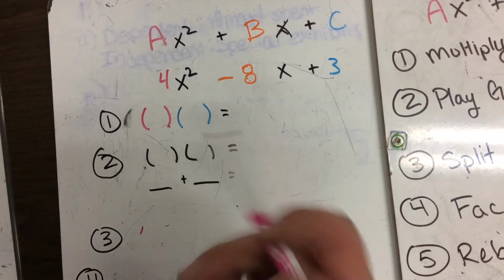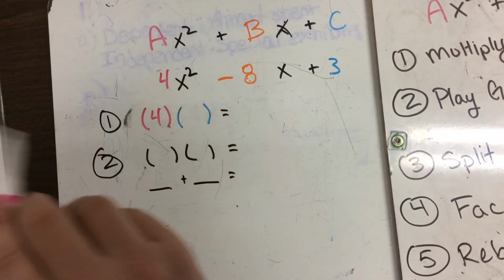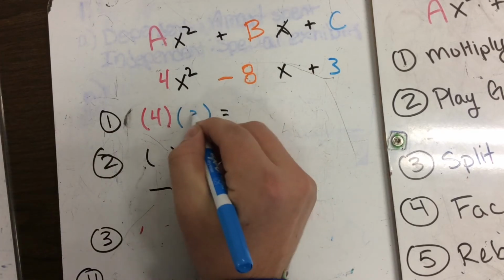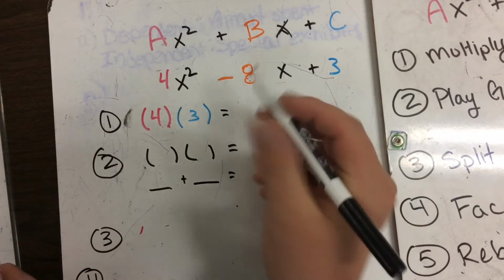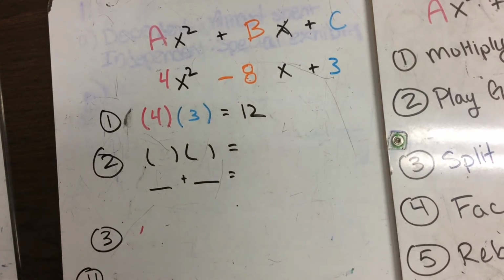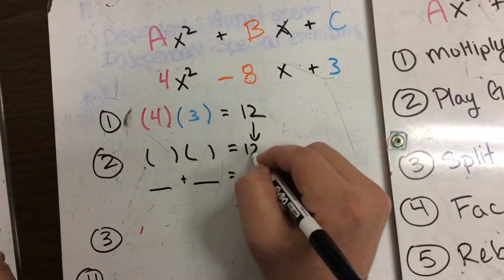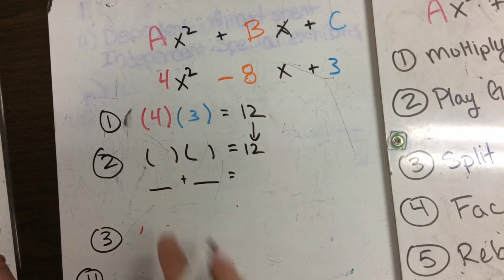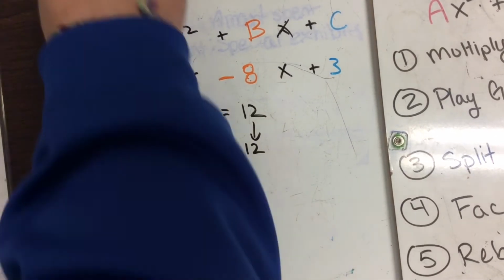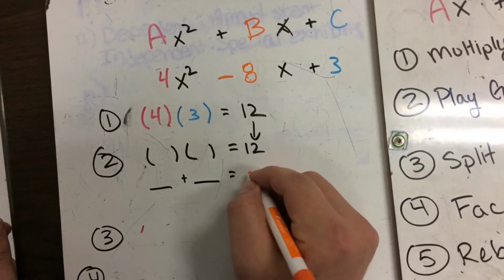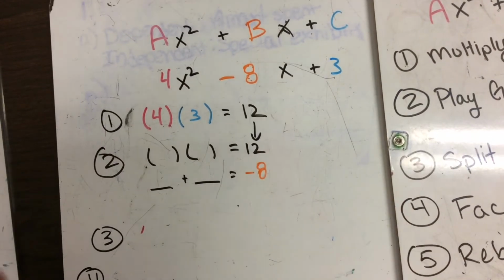So we're going to do a multiplication of 4 and 3. This gives us an answer of 12. Now we're going to play the game where this 12 becomes the number we're trying to multiply to, and the same two numbers need to add to our b, which is negative 8.